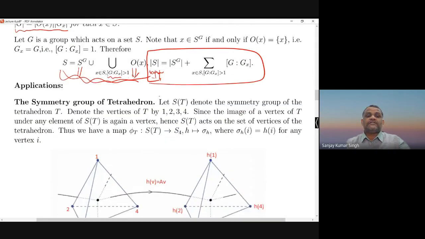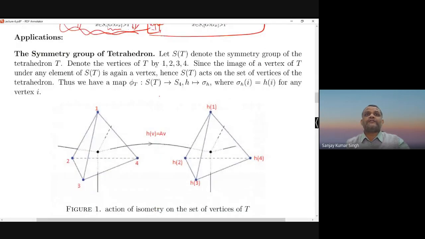Now I will see an application. Since we have already spent two days understanding symmetry and the symmetry groups of some objects, yesterday we learned that the symmetry group of a polygon is the dihedral group. There I used another technique, but I can also study them using group action. Now, how am I going to do this?